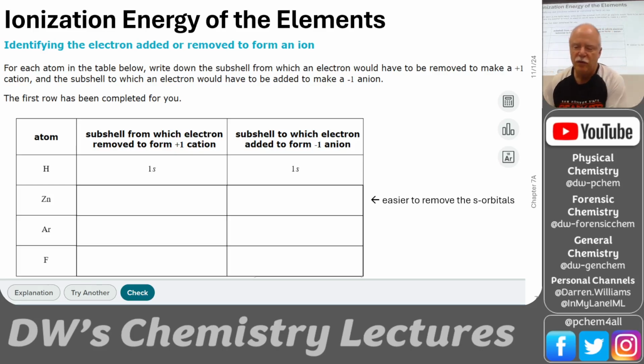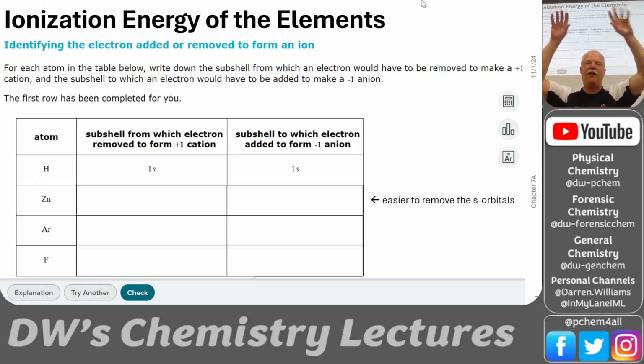So we can look at these valence electrons in these orbitals, and we can decide what orbital the electron is coming from. It's coming from that outermost orbital. So in Alex, it's saying for each atom in the table below, write down the subshell from which an electron would have to be removed to make a +1 cation, and then into which an electron would have to be added to make the -1 anion. So this is pretty simple.